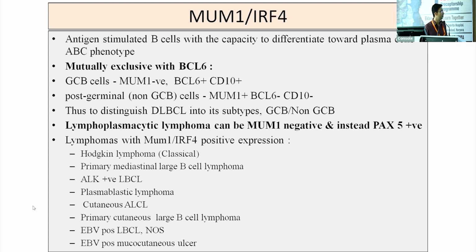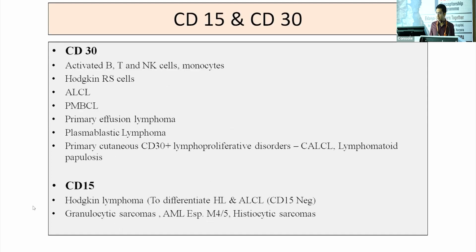And lymphomas with MUM1 positive expression are Hodgkin lymphoma, where the neoplastic HRS cells are positive for MUM1, primary mediastinal B cell lymphoma, ALK positive large B cell lymphoma, plasmablastic lymphoma, cutaneous ALCL, primary cutaneous large B cell lymphoma, and EBV positive lymphomas. Actually, there is a long list, but we will try to restrict.